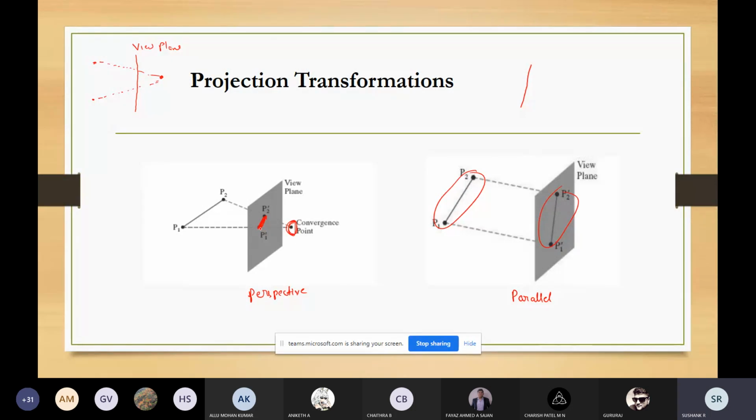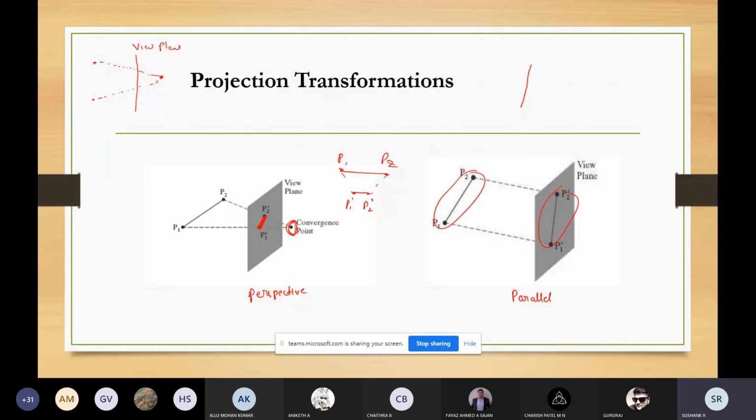The next one is, in the perspective projection, you can check the size of P1 and P2. So this is the size of P1 and P2. But what is the size of P1 dash and P2 dash? So this is the size of P1 dash, P2 dash. So the size is not the same, and also here the size of the object is not being preserved.